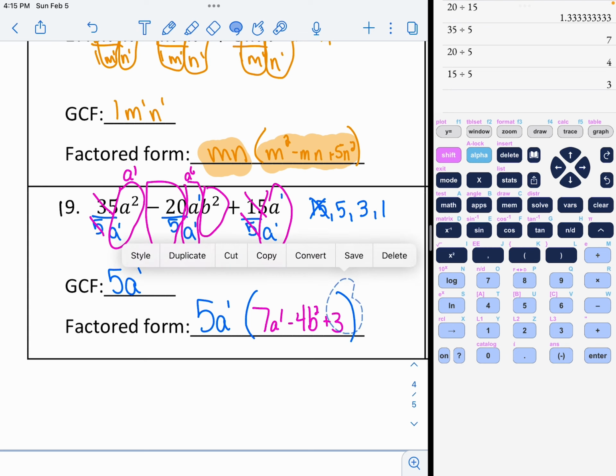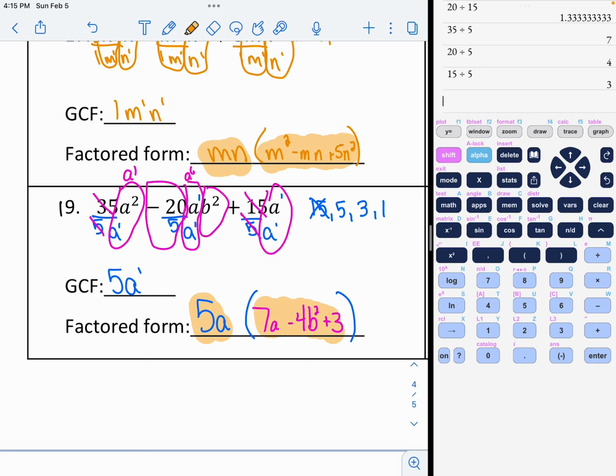So this time my factors are 5A. Remember, the keystones won't have the exponent of 1. Times 7A minus 4B squared plus 3.